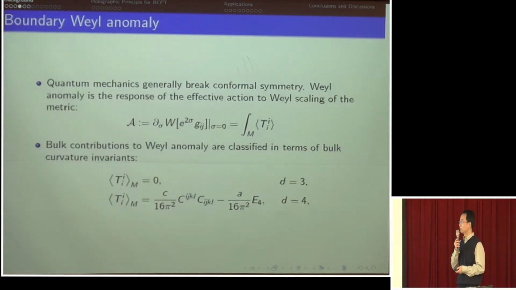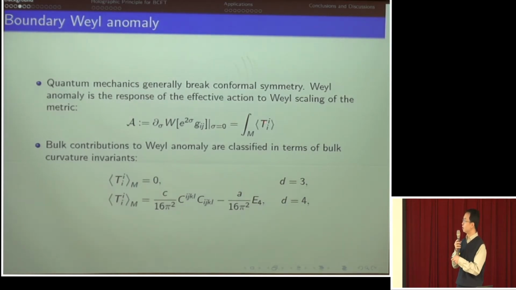But quantum mechanically, this is no longer a symmetry. So you can measure the violation of the Weyl symmetry by looking at the effective action, not just the classical action. And this is the anomaly. The anomaly is a general feature of any quantum field theory, and it has a local expression as an integral over some curvature invariants on the boundary. These are well-known features of quantum field theory. It's connected with the index theorem.